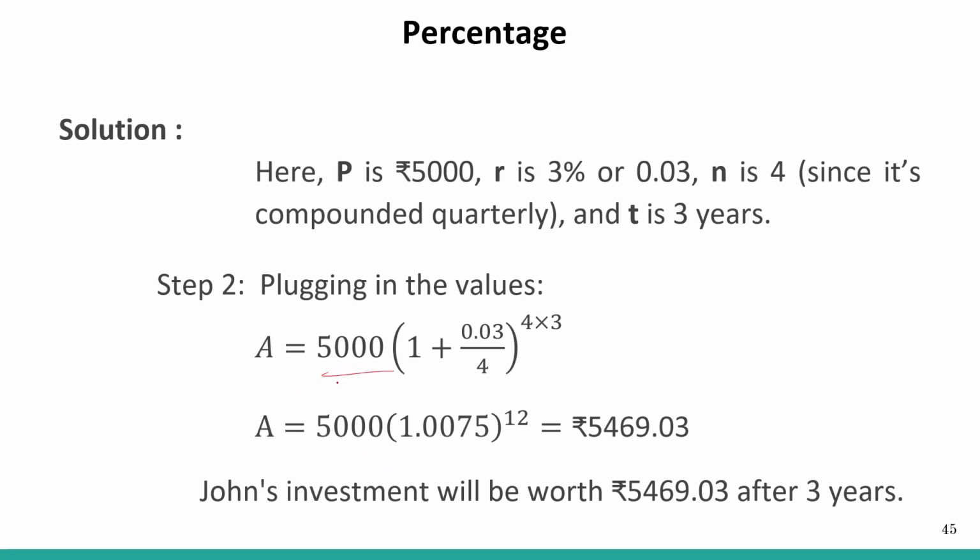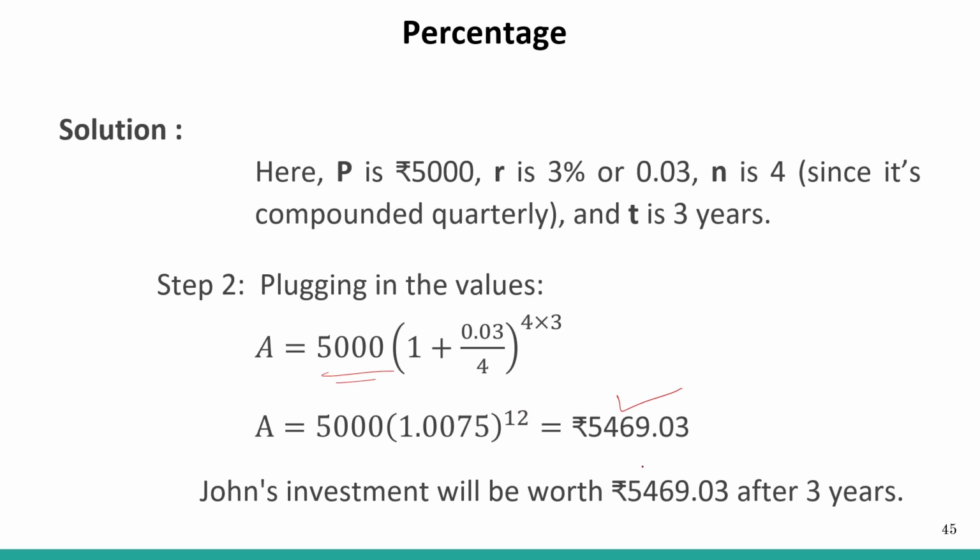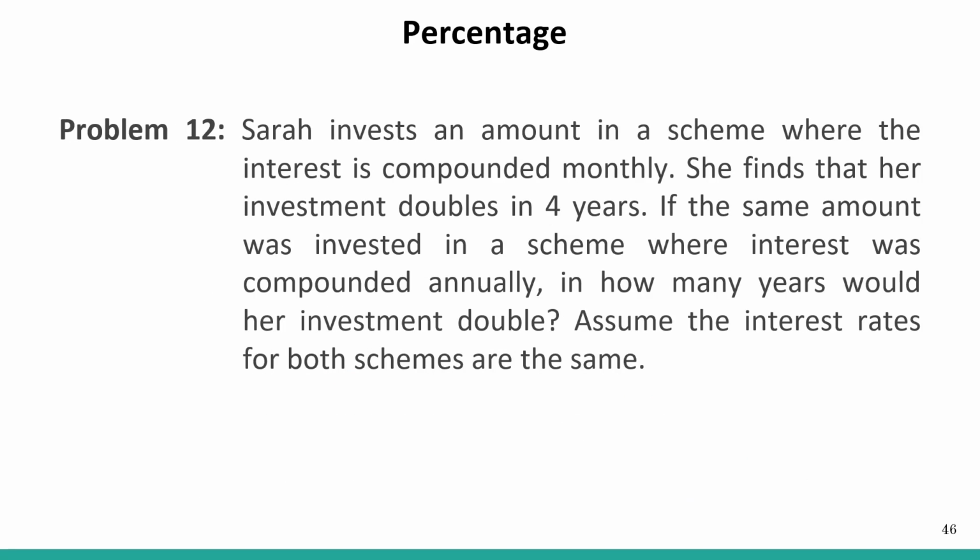Plugging in those values, this is the amount: 1 plus 0.03 by 4, power 4 into 3, which is 12. So this will be equal to 5469.03. What you need to learn here is only this formula and you are good to go. So this will be the investment worth after 3 years.